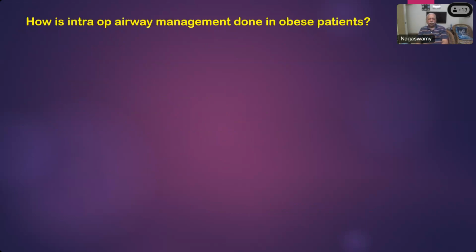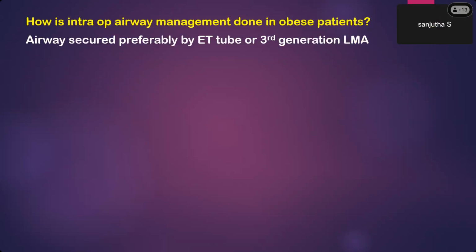Now, how is intraoperative airway management done in obese patients? Do we have to intubate them all the time, or is there any other choice? So airway can be secured preferably by ET tube or by third generation LMA, which should have a gastric port for removing any secretions or any gastric contents which are likely to come out. So third generation LMAs are only safe for use in this patient.